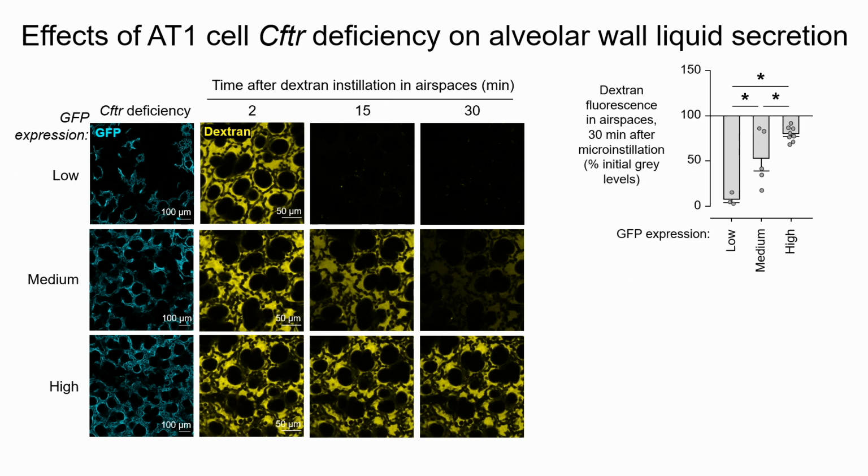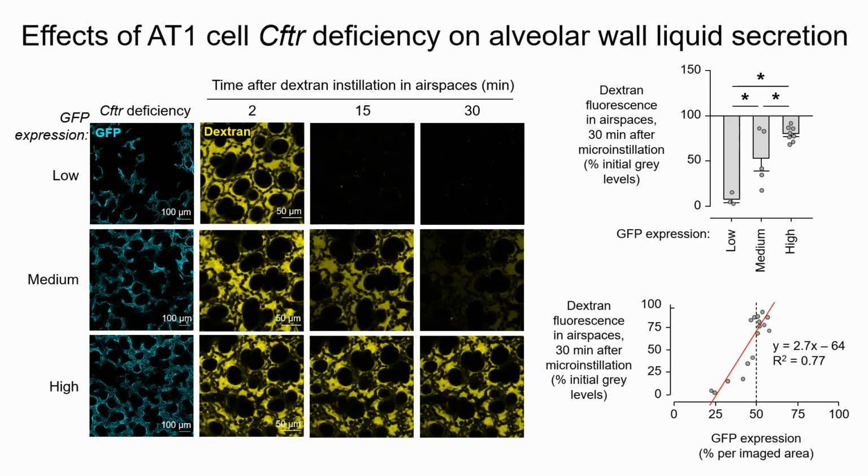We quantified the dextran fluorescence for each Cre expression level, and these are the group data here. I'm also going to show you the same data, but plotted as a scatter plot, where we plotted the Cre expression level in the alveolar type 1 cells on the x-axis and the dextran fluorescence loss on the y-axis. By doing this, we interpret that there is a linear relationship between the extent of CFTR expression in alveolar type 1 cells and the extent of alveolar wall liquid secretion.